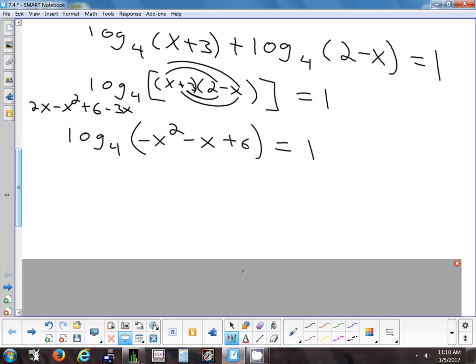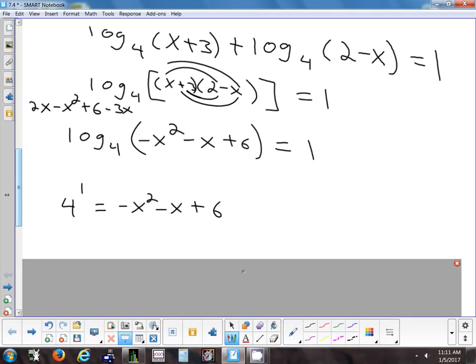Not sure. Anybody help Connor out? How do we change from log form to exponential form? Even though this argument is a little more complicated, it's still just the argument. So just pretend like this is one big thing. Don't break it up. 4 to the power of 1, so negative x squared minus x plus 1. Yeah. 4 is your base. Okay. The logarithm always equals the exponent. So 1 is your exponent.